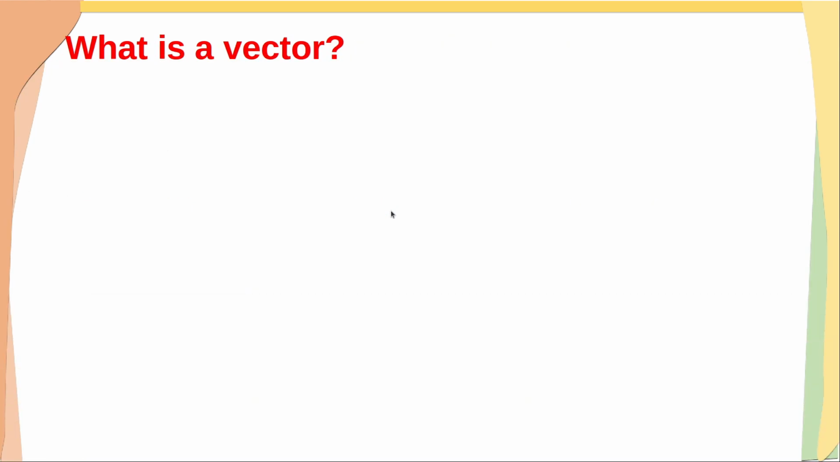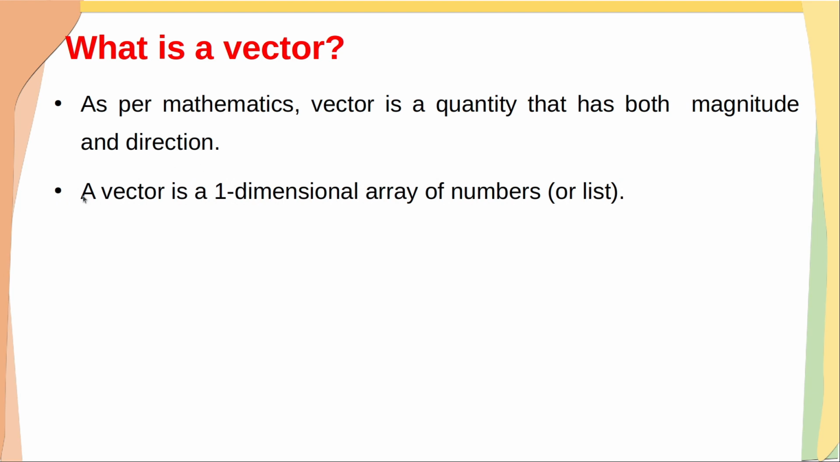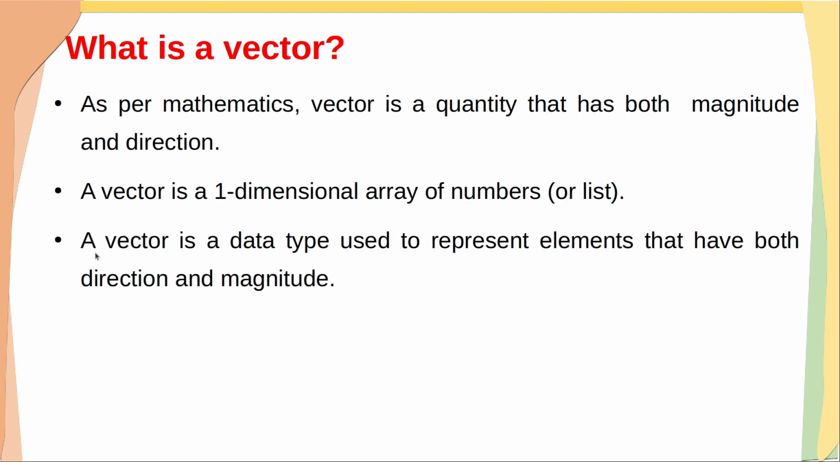So let's see what a vector is. A little bit of overview of what a vector is. As per mathematics, a vector is a quantity that has both magnitude and a direction. Nothing but a vector is a one-dimensional array of numbers, which we can also call a list. One more definition, dear students: a vector is a data type used to represent elements that have both direction and magnitude.